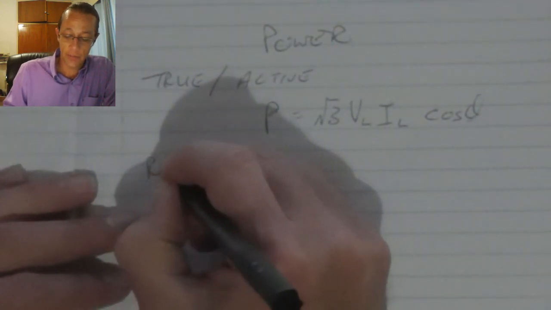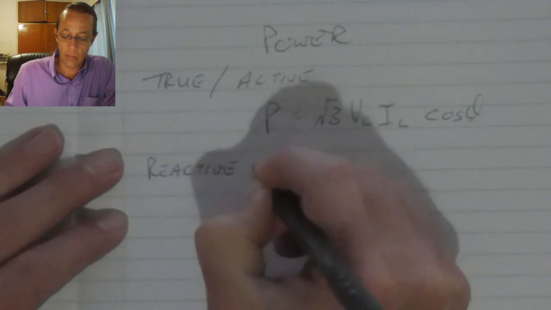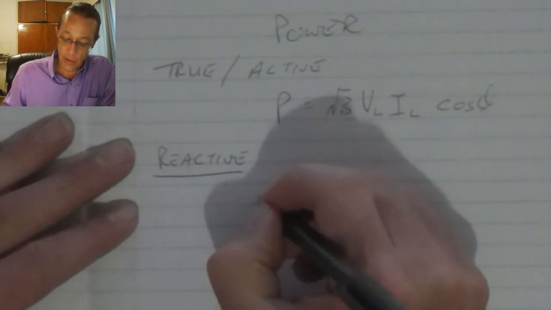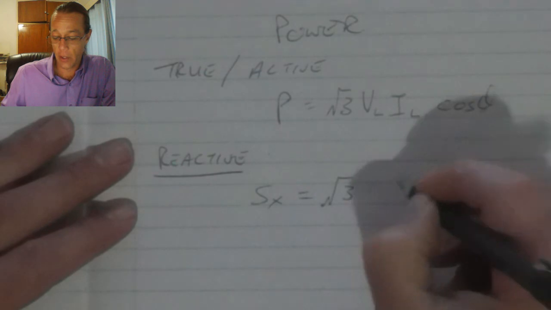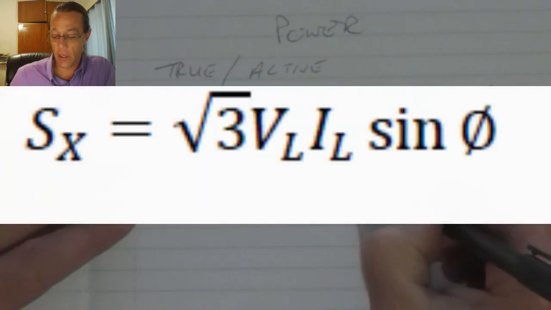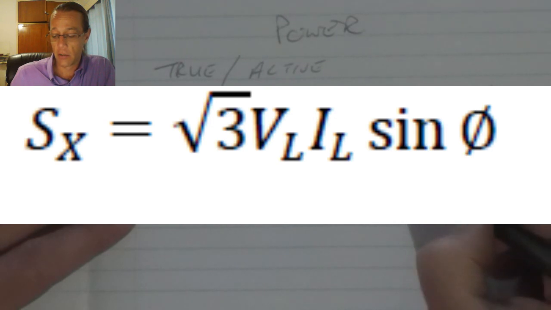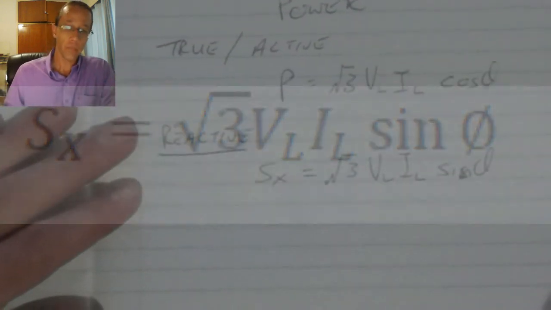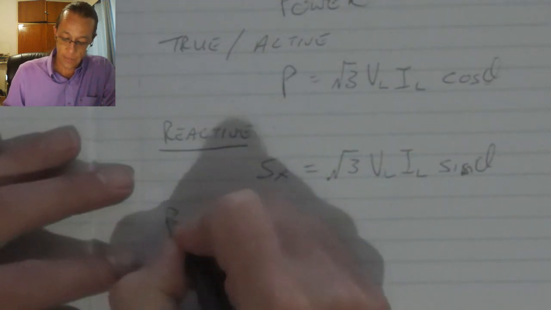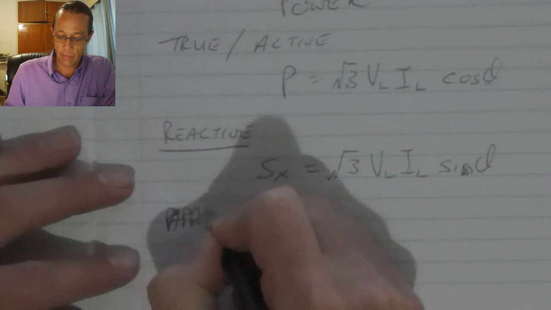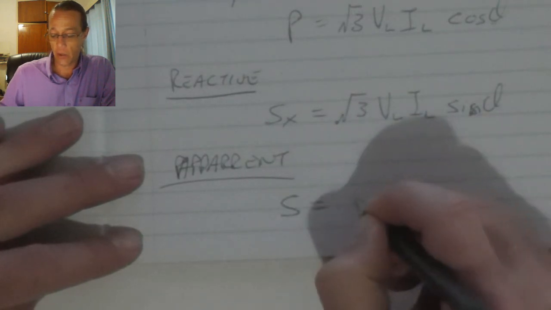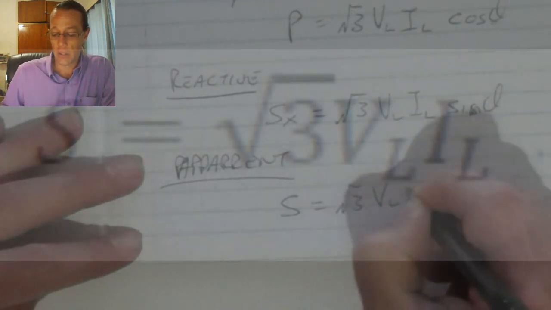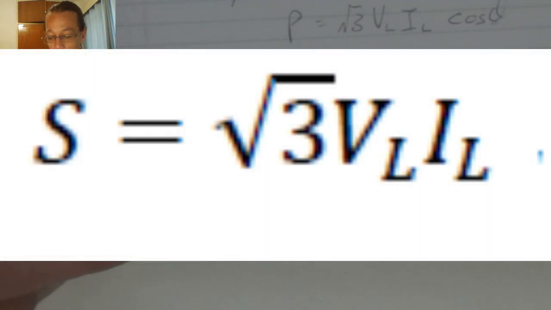Second type is the reactive power. The reactive power is the inductive power, technically, the stored power, square root of 3 times the line voltage times the line current, but now we say sine the phase angle. The apparent power, forgive my spelling, the apparent power S is equal to the square root of 3 VL IL, where VL is my line voltage and IL is my line current.